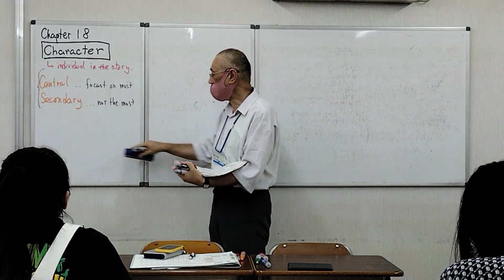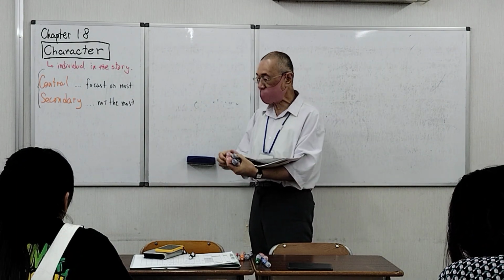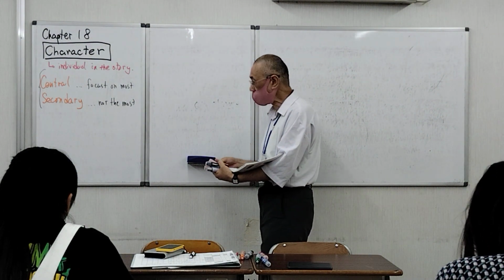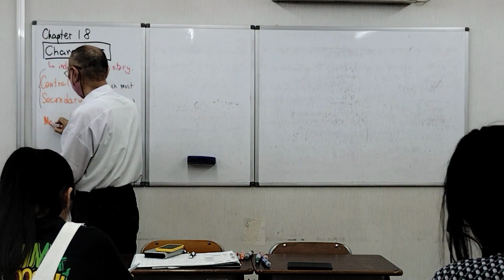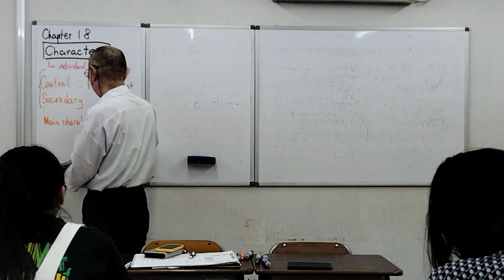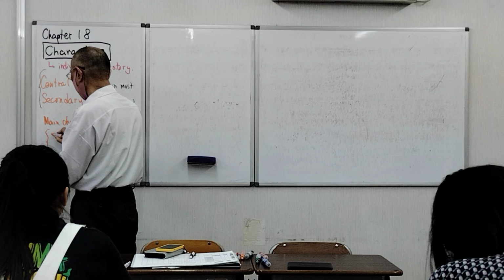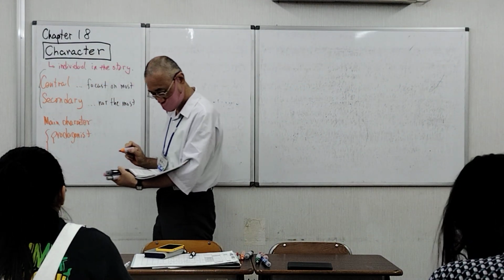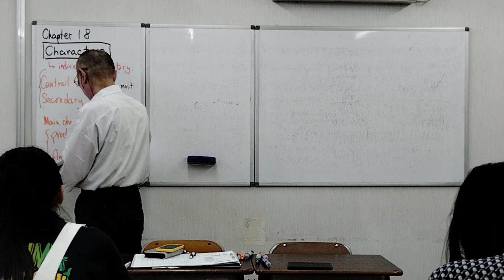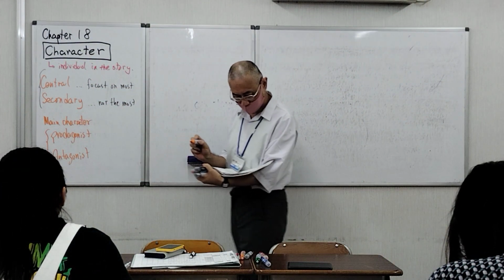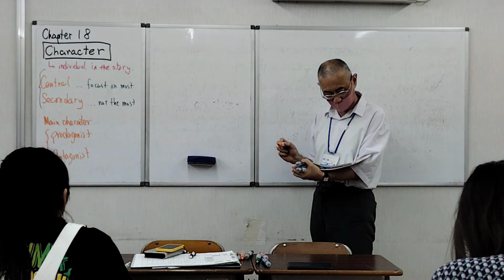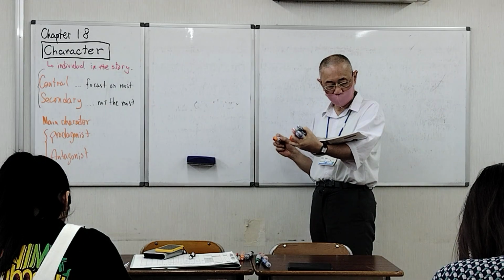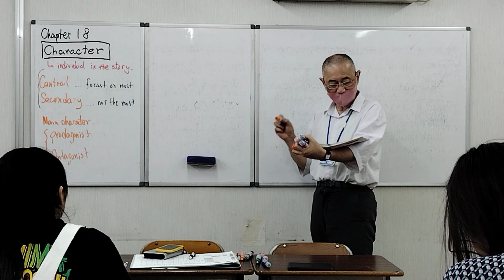Then, within central and secondary characters, there is another category to find. That is main character, protagonist, and antagonist. The most important character is the main character. The main character can be a person, an animal, a supernatural object, or anything like this. The main character is always the central focus of the story.